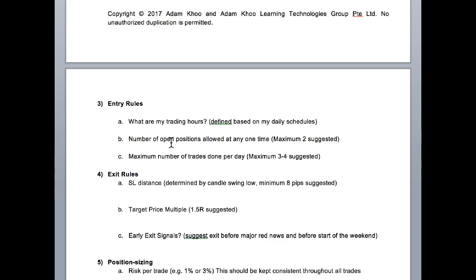What's the maximum number of trades that you want to do per day? Again, my average is about 3. I do not take more than 3 trades a day because you do not want to overtrade. You want to limit yourself. And normally what happens is that if I have 3 trades, especially 3 losers in a day, I stop for the day. I don't trade anymore. Why? Because I like to break that so-called negative momentum.